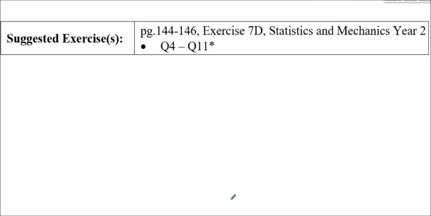Over to you now. I want you to try these questions on your own. Page 144 to 146, exercise 7D in the Stats and Mechanics book. Questions 4 through to question 11 would be a suggestion which I'd follow.